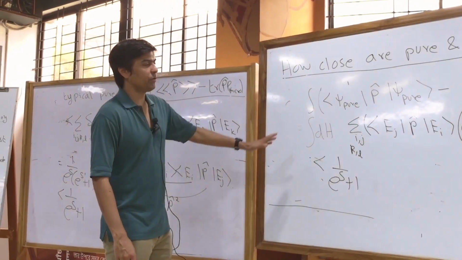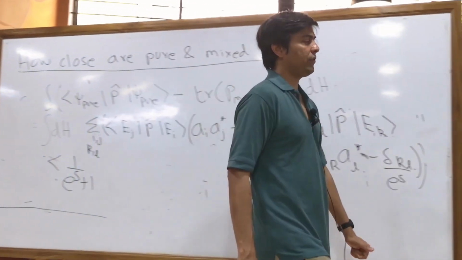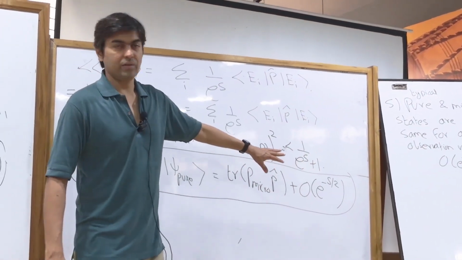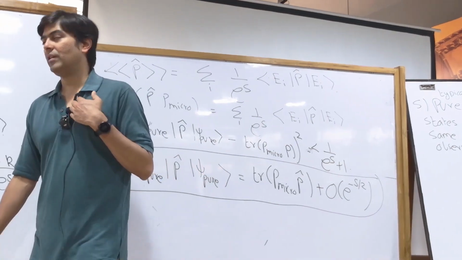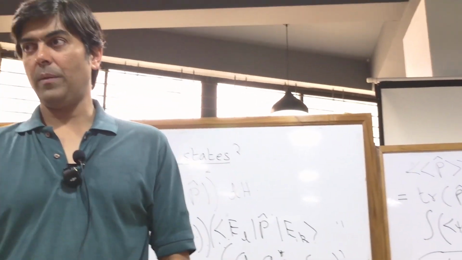By the way, that being said, you can do this whole thing for an observable, and what you'll get here is order e to the minus S by 2 times the standard deviation of the observable. You'll get a factor which gives you the standard deviation of the observable, but that's actually not a physical factor. I want to emphasize that when you compare whether states are close, you should look at projectors.